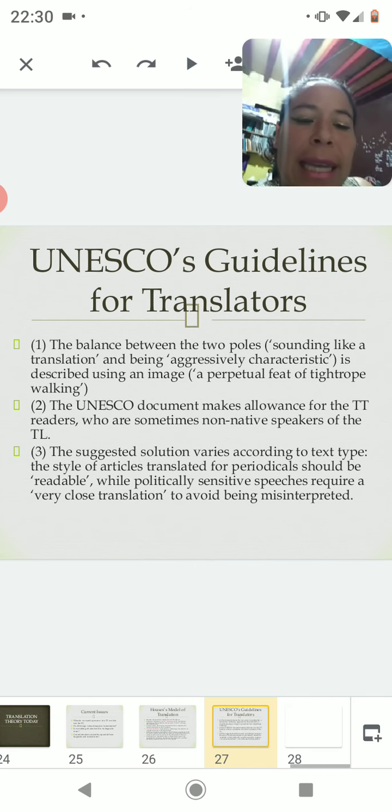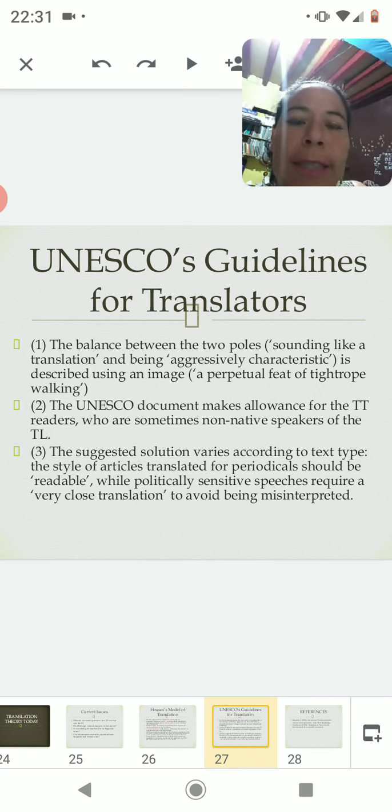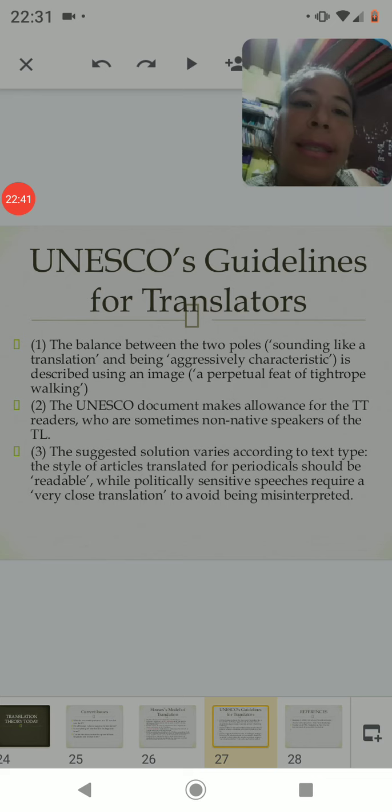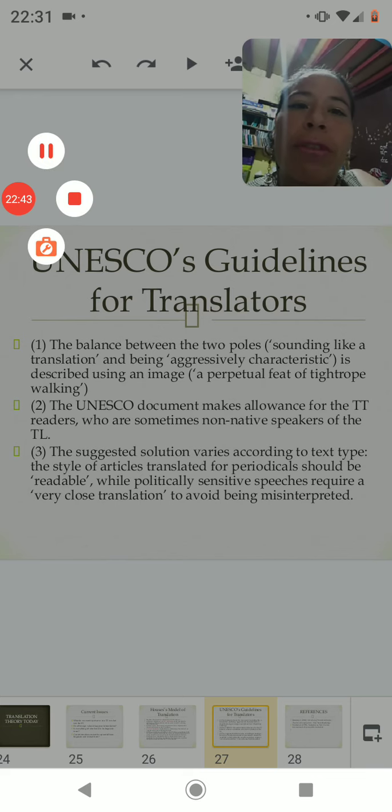These are some guidelines that UNESCO dictated, and now we're going to go to the last part of this video.